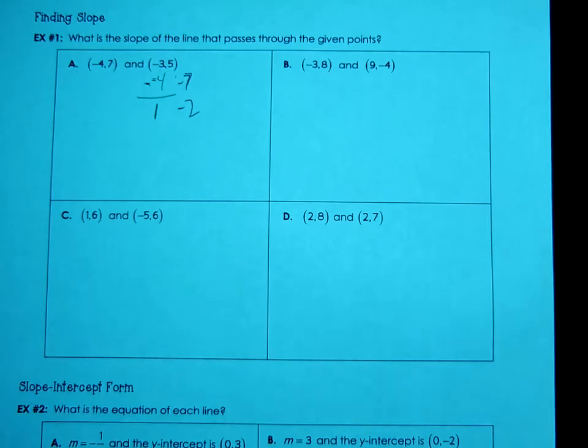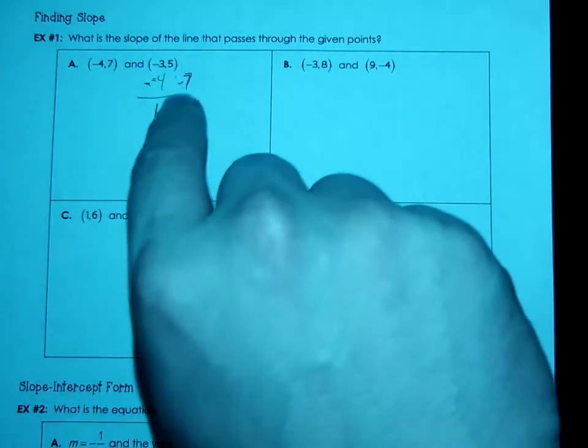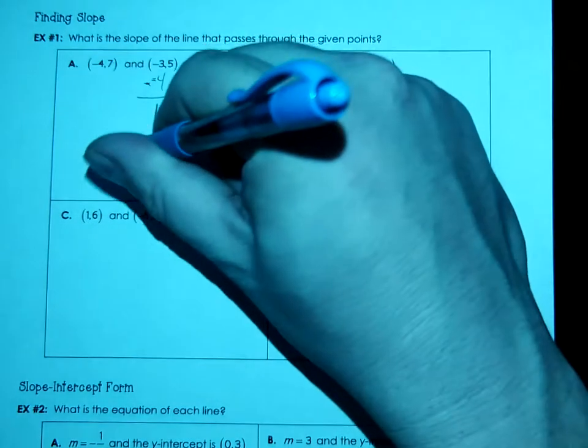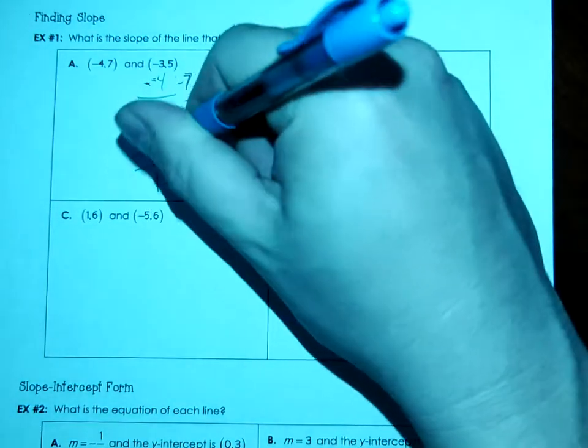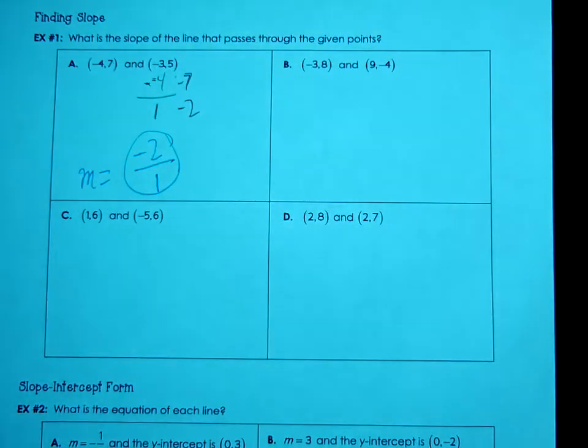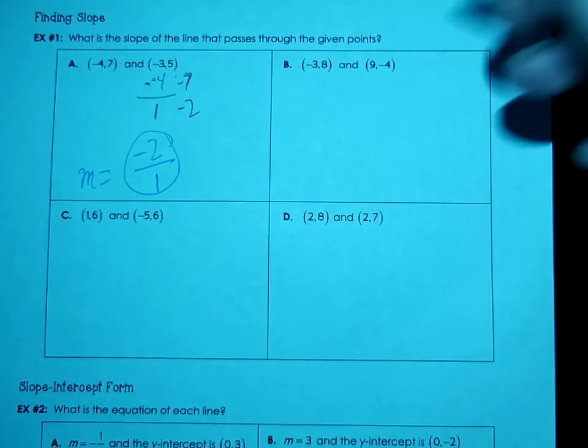So what I need to do now is put this one over this one as my finished answer. The y over the x. -2 divided by 1. That is my slope. Change in y divided by change in x. So that's one way to show your work. Or if you want to do it differently, that's fine.